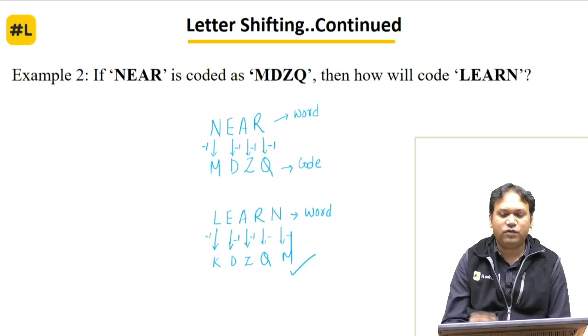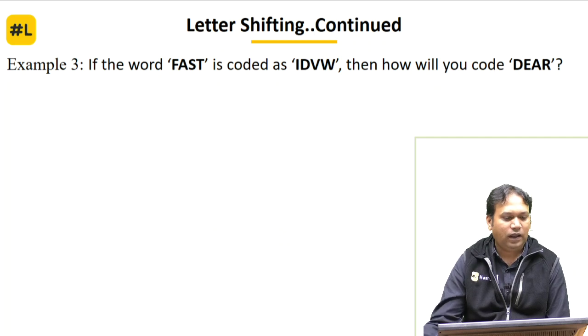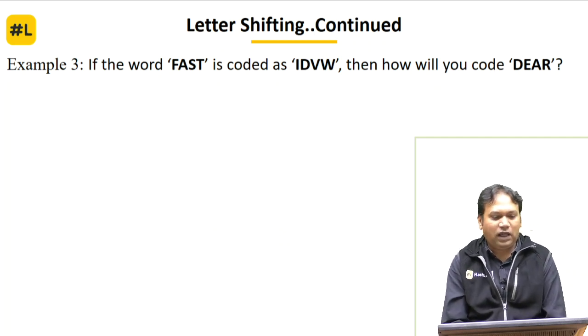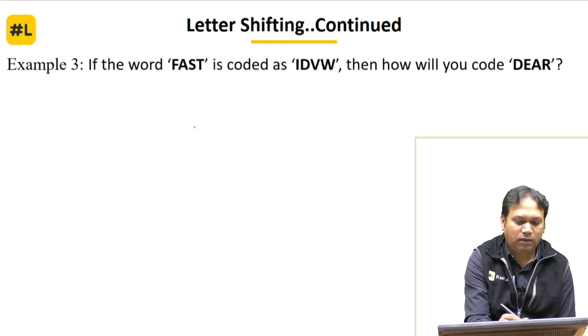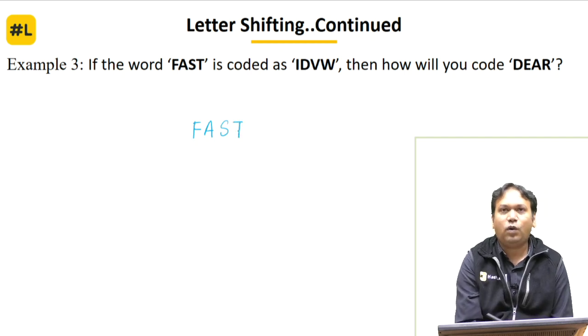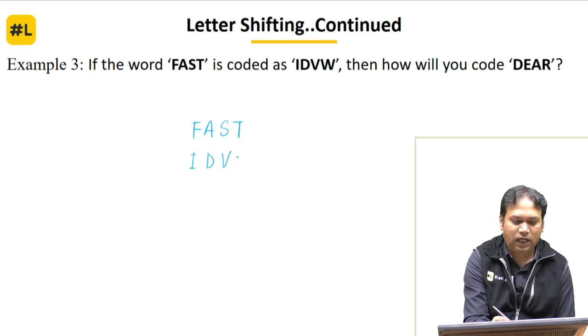So I will now move to the third type of question. If the word fast is coded as IDVW, fast, what is the word here? Fast. And what is the code? I, D, V and W. Word is given, code is given.